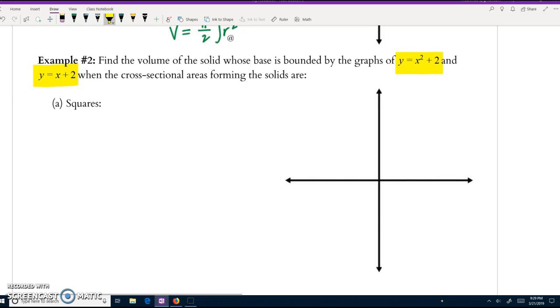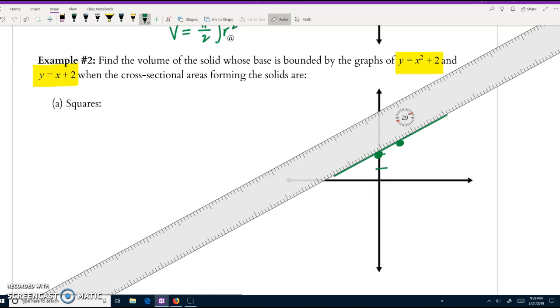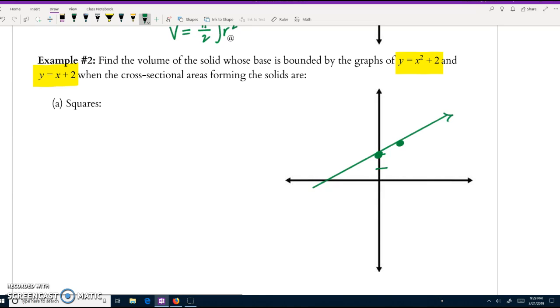And then we have y equals x plus 2, so just a line. So if we go to graph our line, we're going to go up 2, and then we're going up 1 and over 1. So let's go ahead and connect those points. Then we have our parabola. So our parabola is also going to have a y-intercept at 2.